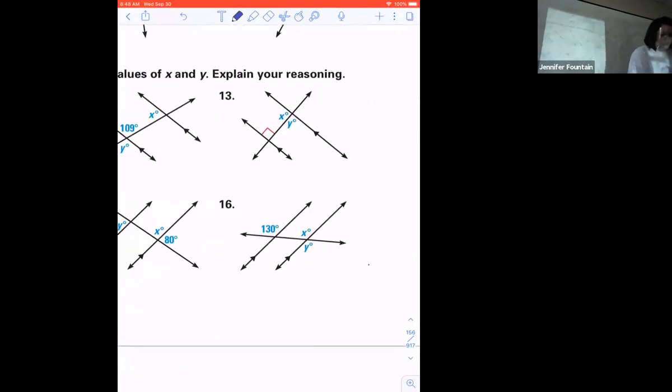All right, number 16. In 16, I've got 130 degrees marked. I need to find X and Y. What is X going to be? 130. And Y? Corresponding angles, so what is Y? 130. Y, vertical angles, okay? Because X and Y are vertical, we already found that X is 130, therefore Y is 130.